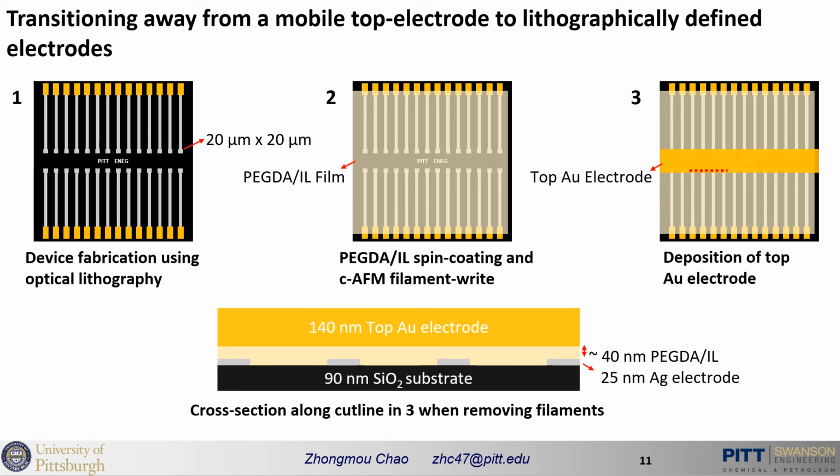After device fabrication, we spin-coated the polymer ionic electrolyte and UV cross-linked the film. Conductive AFM is then used to direct write filament at the region right above each silver electrode. After filament formation on AFM, we then deposit a top gold electrode to cap the electrolyte that contains filaments and make the sample ready for probe station measurement. If we forget the filament for a moment and draw a cross-section view along cut line 3, it will look like multiple MIM structures packed horizontally with a common top gold electrode.